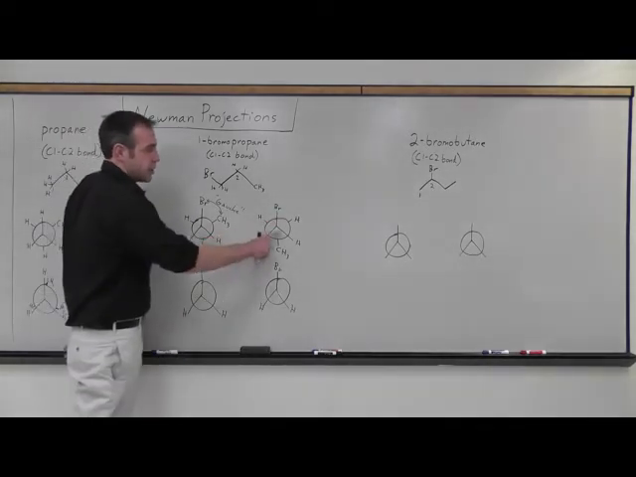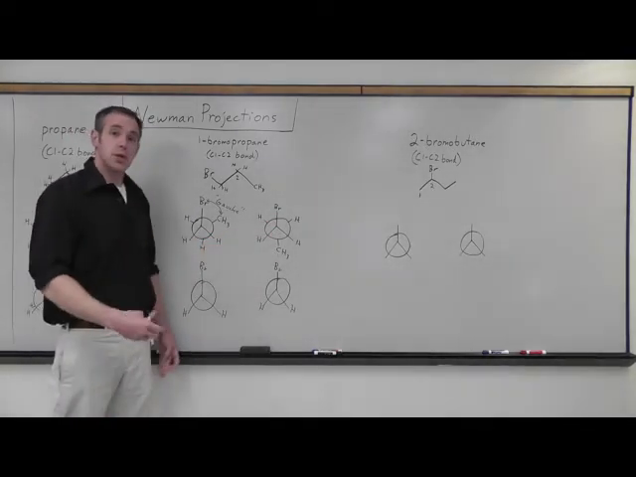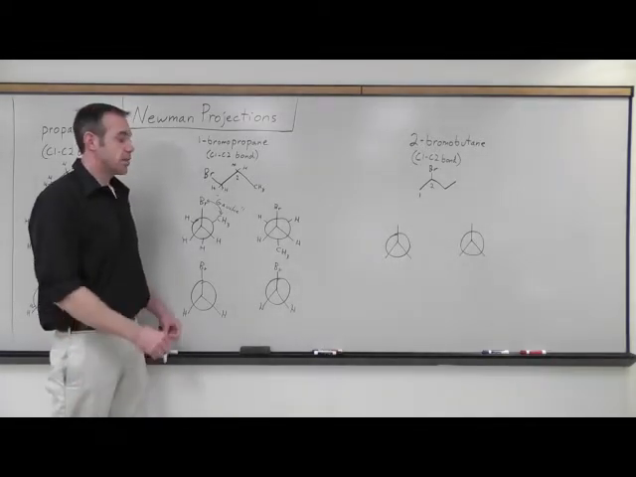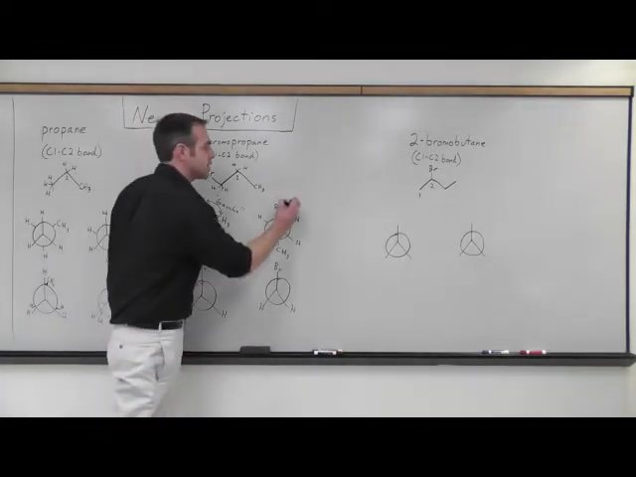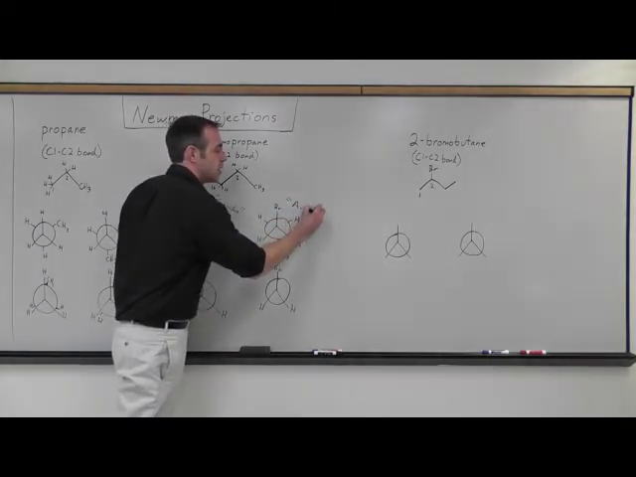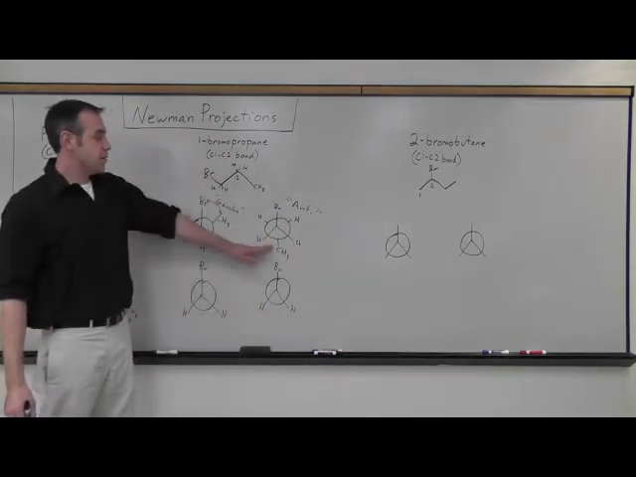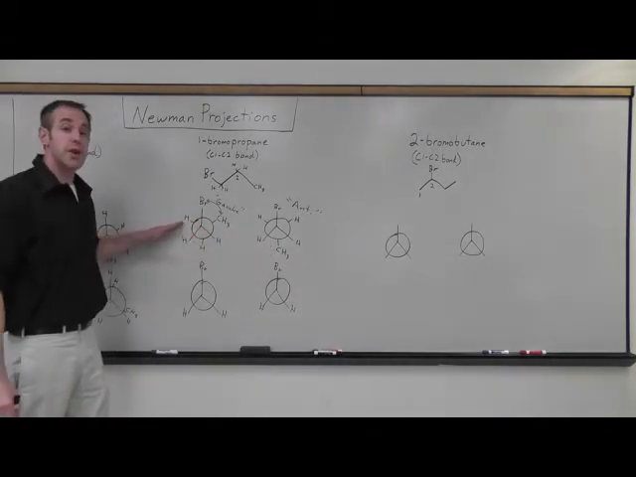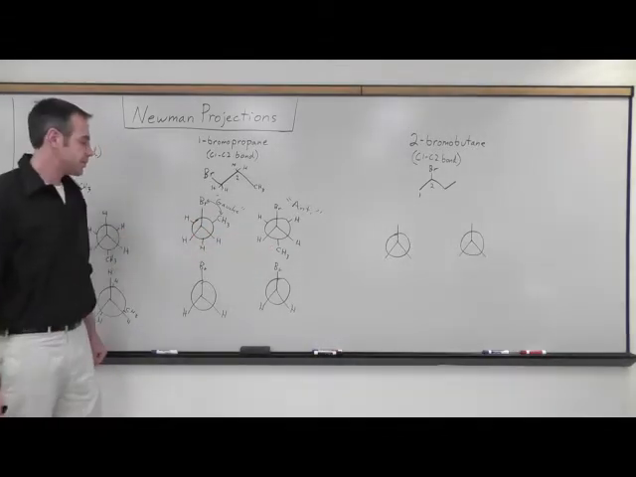If we look at this conformation, the 2 large non-hydrogen groups are completely opposite from one another. That's called the anti-conformation, and this will be the most stable conformation. It's more stable than when you have a gauche interaction.